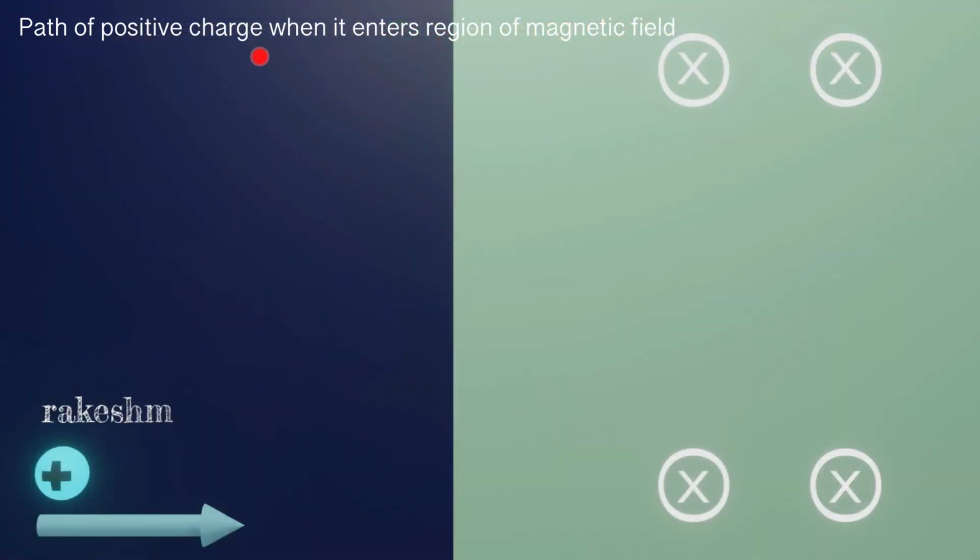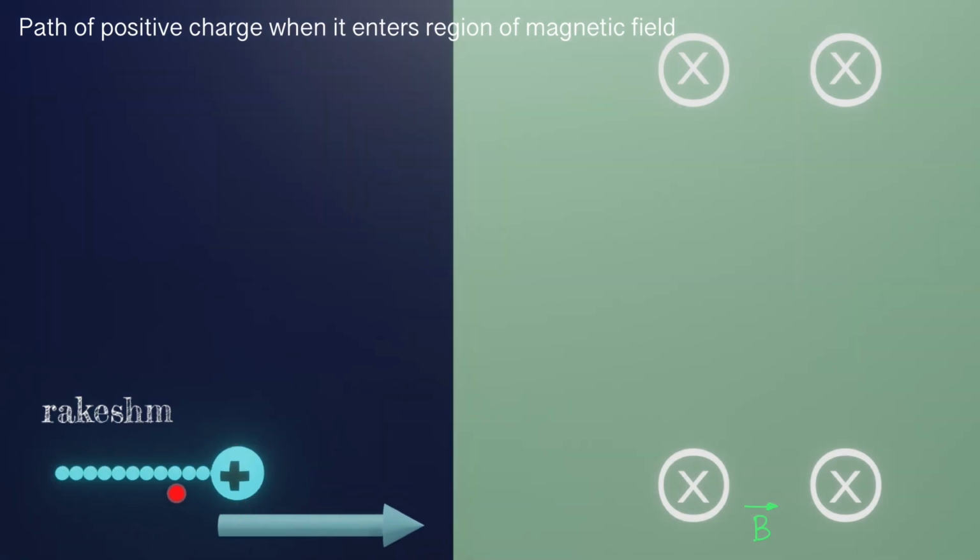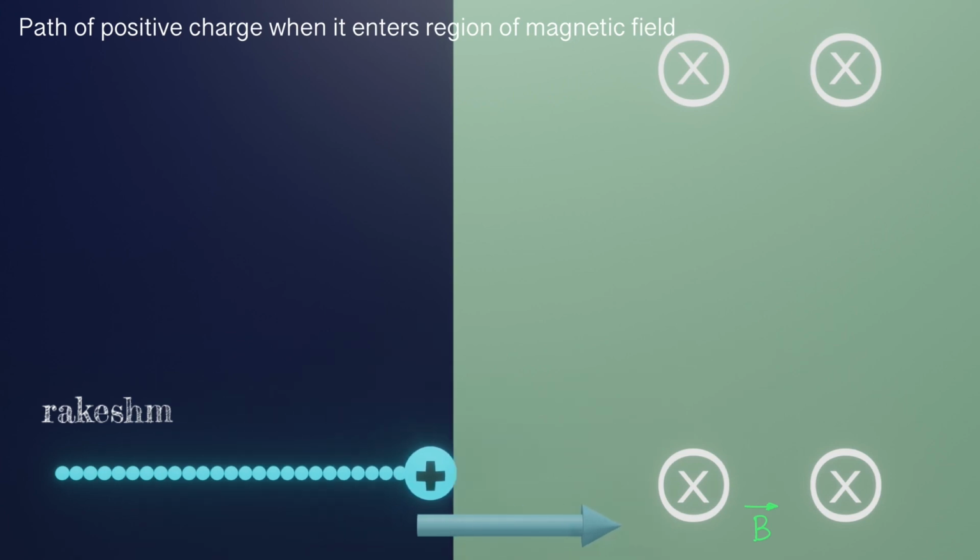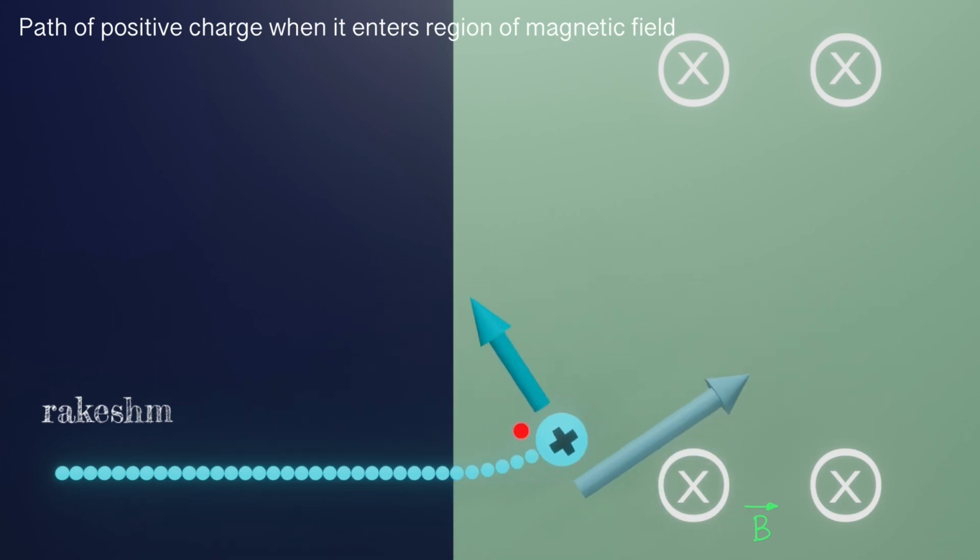Next, let us look at the path of the positive charge when it enters the region of magnetic field. This is a positive charge, its velocity is in this direction and in this region, the green region that you see, the magnetic field points into the plane of the paper. When the charge moves in this region where there is no magnetic field, there is no force on this charge and the charge moves in a straight line. When this charge enters the region of magnetic field, it experiences a force which is perpendicular to its velocity vector. So this light blue color that you're seeing is the velocity vector. The dark blue color is the force vector.